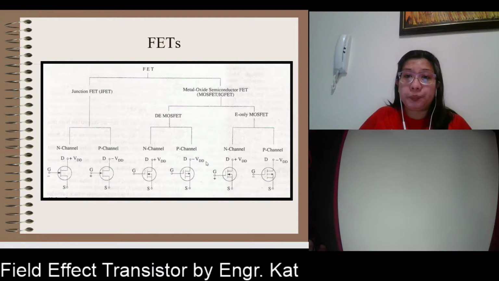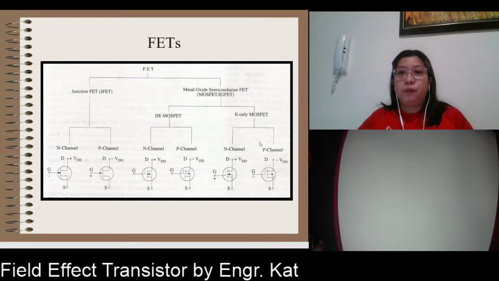For E MOSFET, what is the difference in the symbol? As you can see, the drain and the source are not totally connected. They are connected by a broken line. That's the main difference between the D MOSFET and the E MOSFET. But in both of them, the gates are insulated. Okay, so all in all, we have 6 types of FETs: 2 for JFETs and 4 for MOSFETs.